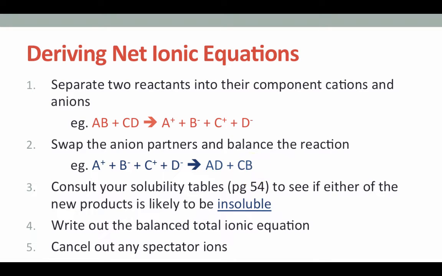You will next consult a solubility table to see whether either AD or CB is likely to form an insoluble product. If an insoluble product is formed, we will balance the total ionic equation and then cancel out spectator ions to give a net ionic equation.